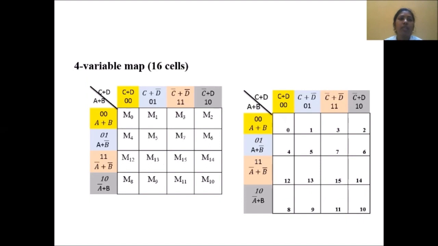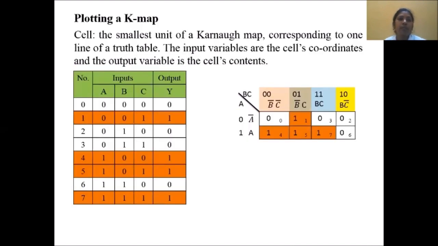Similarly, for a four variable K map also, the order is the same. We have to enter the max terms in the given order for POS representation. So, plotting a K map.